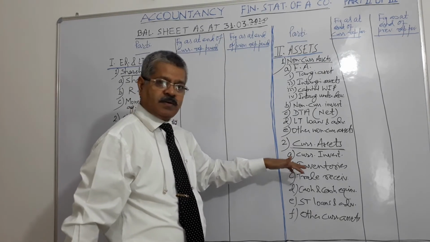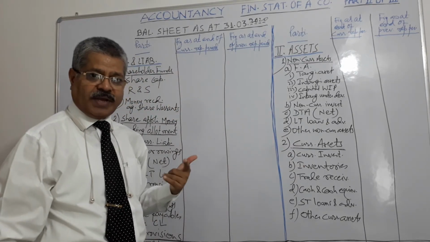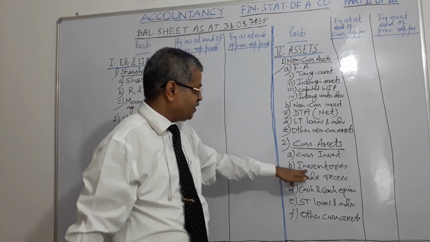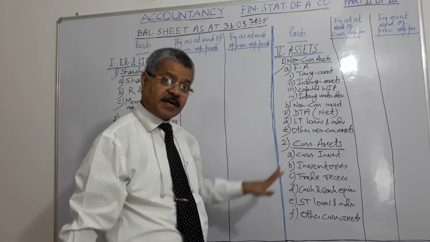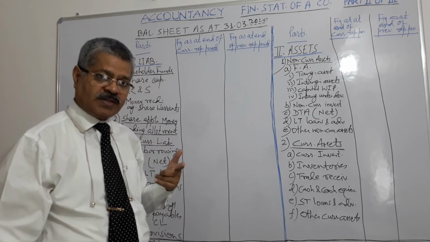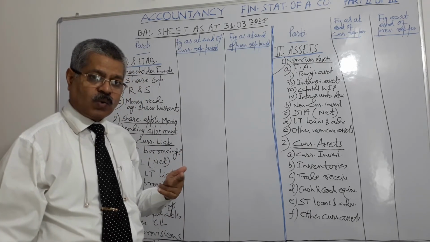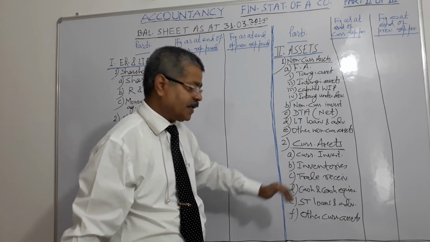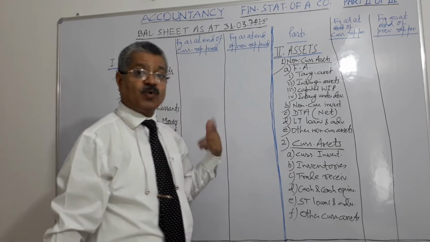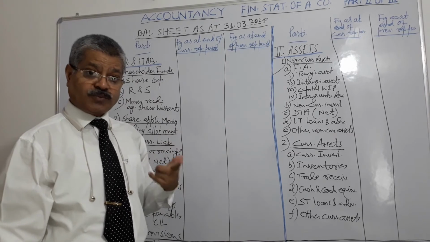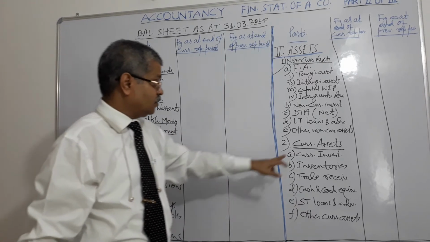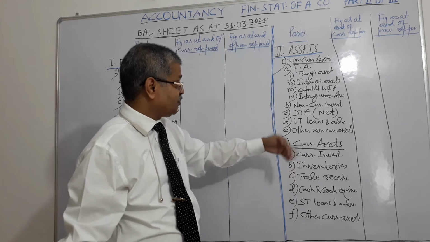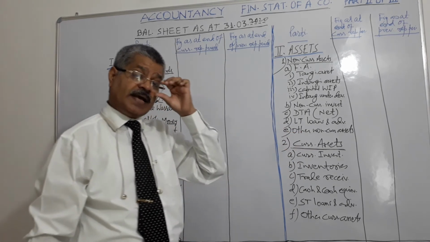Inventories. Other than non-moving, obsolete inventories, all inventories are considered under current assets. But that portion of inventory which is obsolete or non-moving we should not consider under current assets. It should be shifted to other non-current assets.